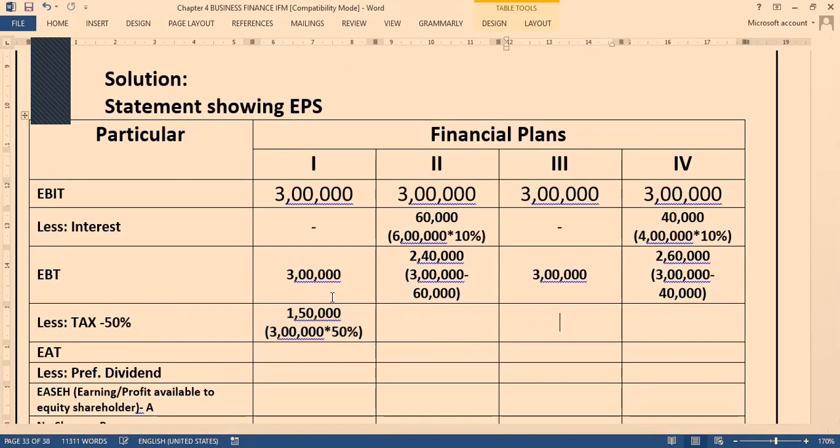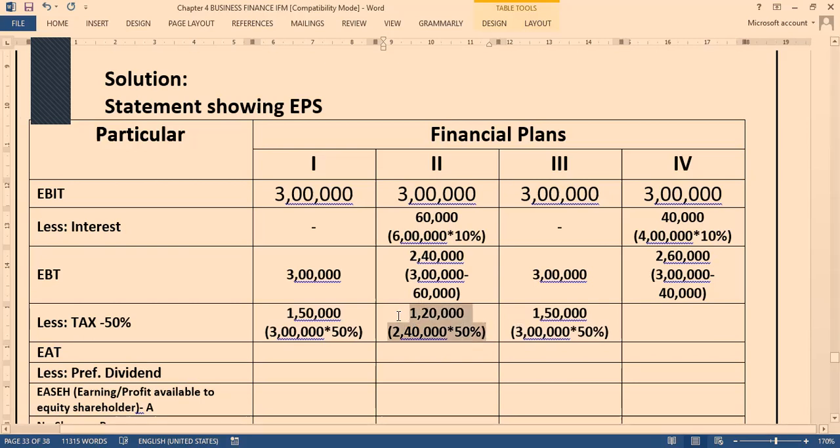Just copy the same thing. Again, for financial plan 3 also remains the same. Whereas in financial plan 2, there is a slight change. We are not focusing on the 3 lakh here. We'll be focusing on 2,40,000. That means we'll be getting around 1,20,000.